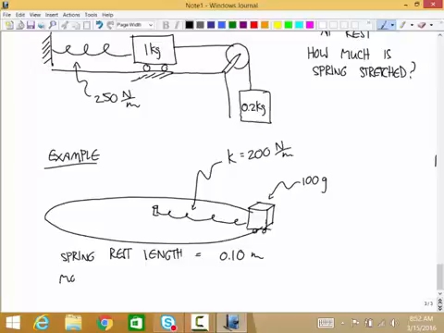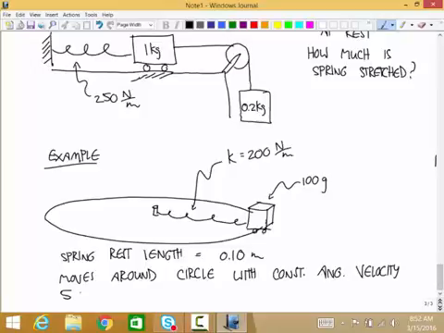So it moves around the circle with a constant angular velocity of 5 radians per second. What's the length of the spring?